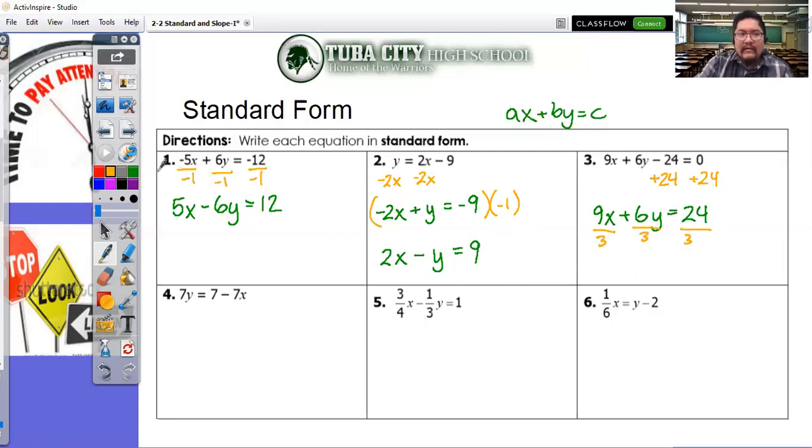Because 9 divided by 3 would be, well, 3x. 6y divided by 3 would be 2y. And 24 divided by 3 would be 8. And there you go. So now this is in standard form. So you got to check all three of these numbers and make sure there's nothing we can divide by all of them.